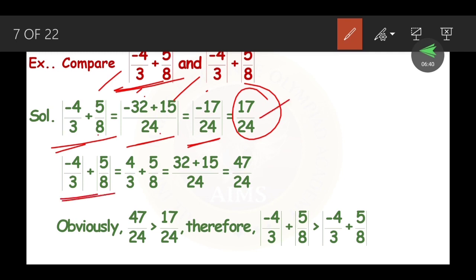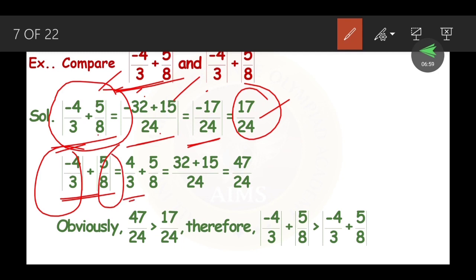Second one, same rational numbers only, but a separate modulus they have given. In the previous example, after adding them, they gave the modulus symbol, but here the modulus symbol is given first, and after that they are adding. So 4 by 3, 5 by 8, we can take the LCM and we will get 47 by 24.